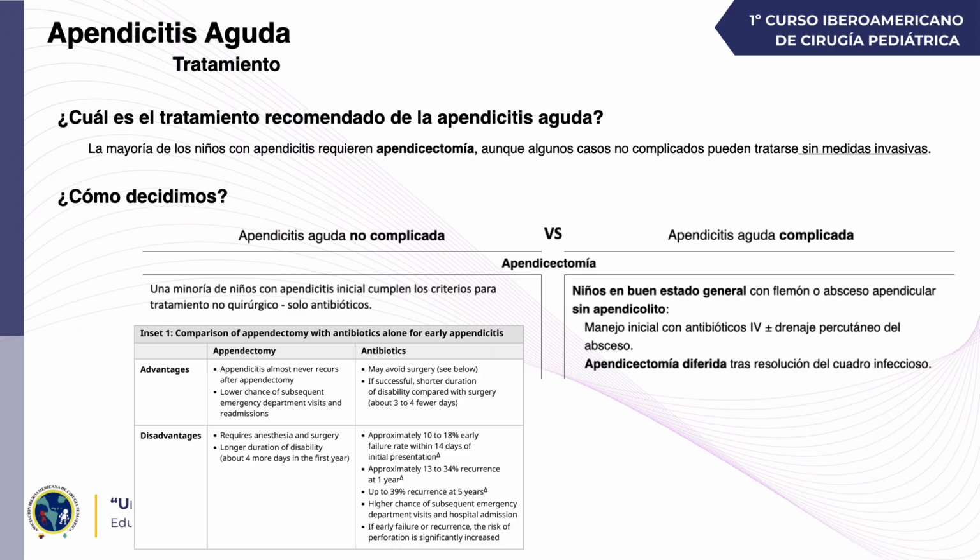For uncomplicated cases, a small subset of children may be treated with antibiotics alone. The drawback is the risk of recurrence later on. In complicated cases, surgery is usually required, but in some stable children with phlegmon or abscess without an appendicolith, conservative management with antibiotics and drainage can be chosen, followed by an interval appendectomy later.